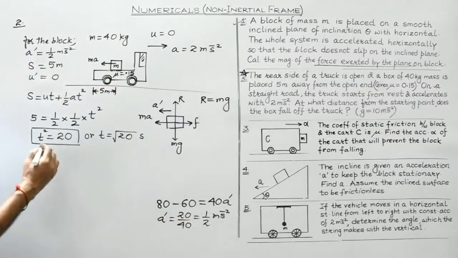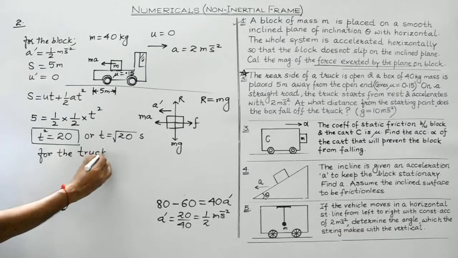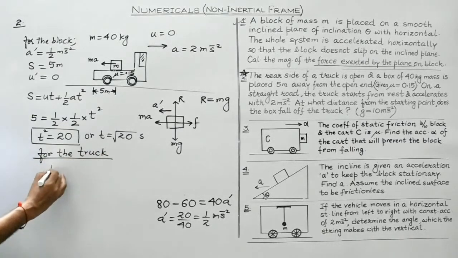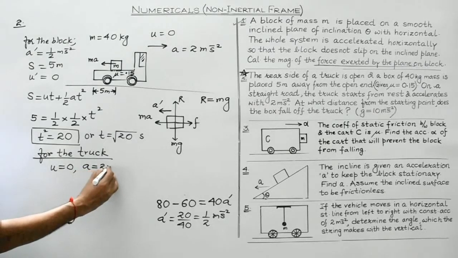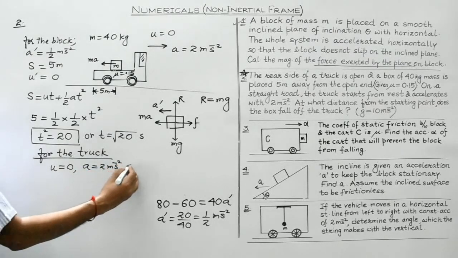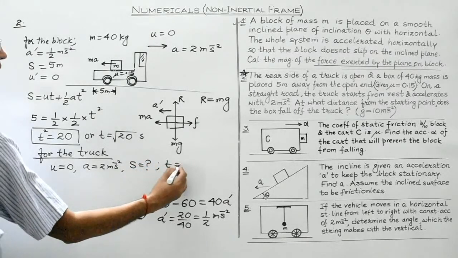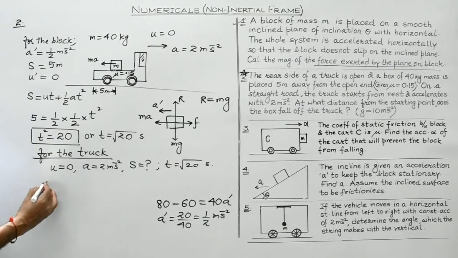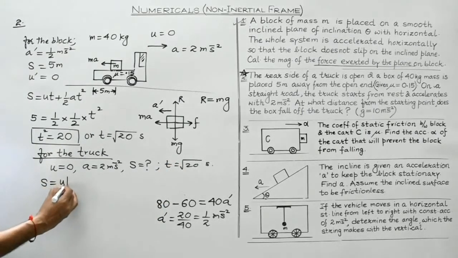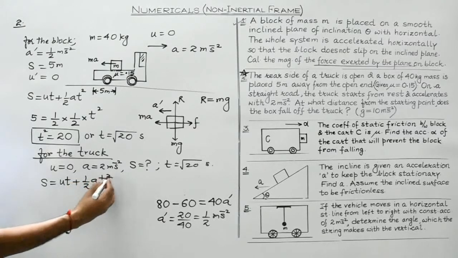Right? So now let's consider the equation for the truck. For the truck, again, initial velocity is 0. What is the acceleration of the truck? It is 2 meter per second square. We are supposed to find out the distance covered by the truck in the time root 20 seconds. Clear? So, again, let's make use of the second equation of motion, which is the displacement time relationship, S equals ut plus half at square.